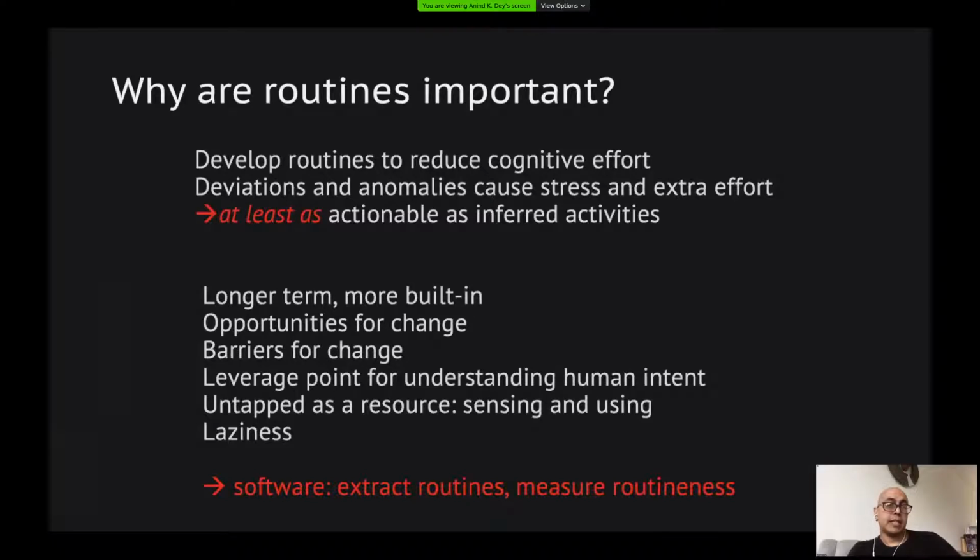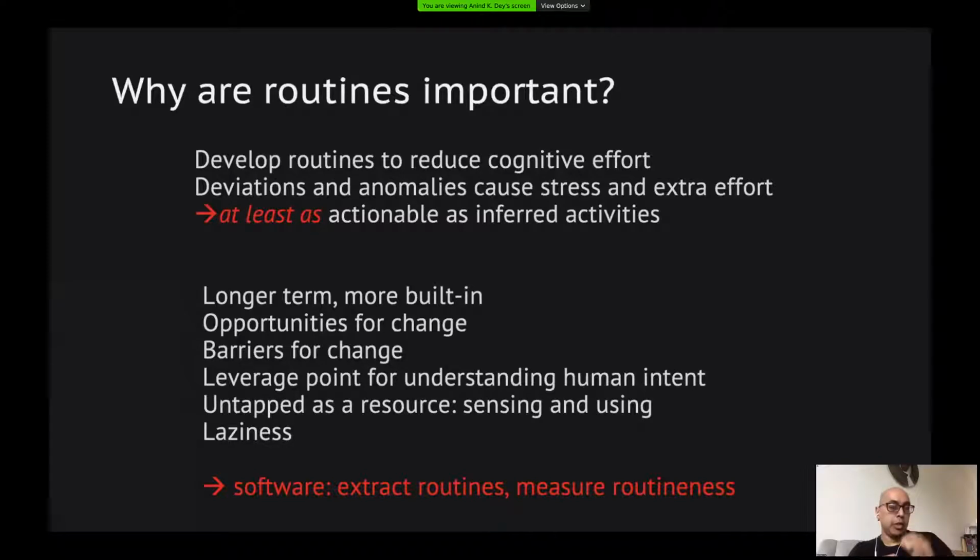I think that routines are really actionable, as I said before, from a computational standpoint. They can be really long-term. They can be built into our behavior. So that tells us a lot about the individuals that we're working with.